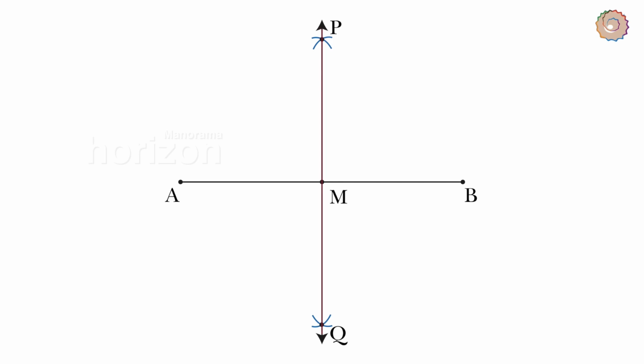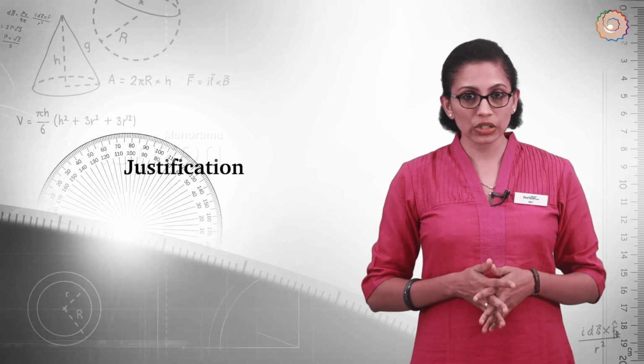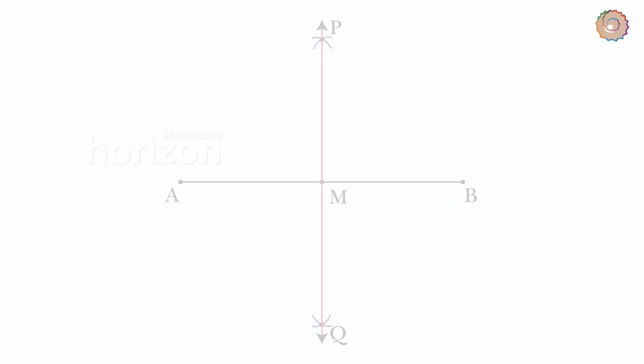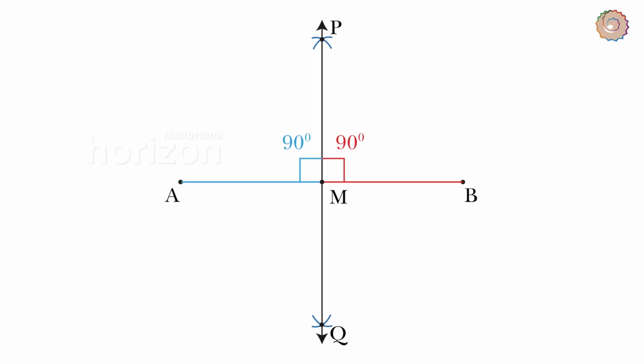Thus, line PMQ is the required perpendicular bisector of AB. Let's move on to the justification. To prove PQ is a perpendicular bisector, that is AM is equal to BM. Also, angle PMA is equal to angle PMB equal 90 degree. We need to check that also, right?